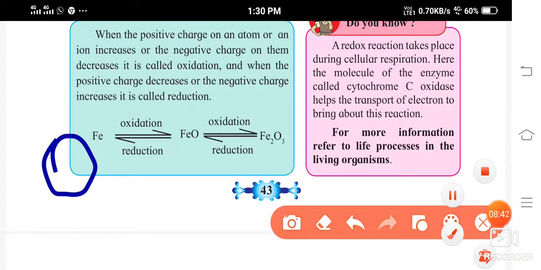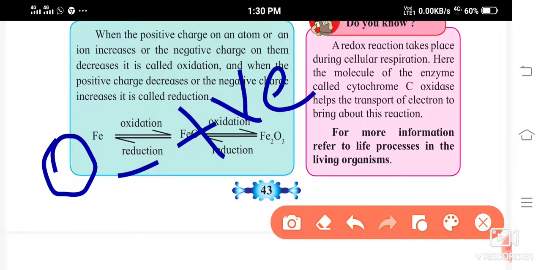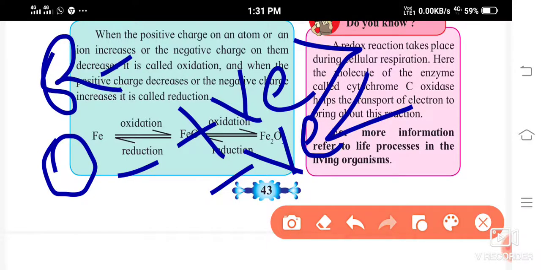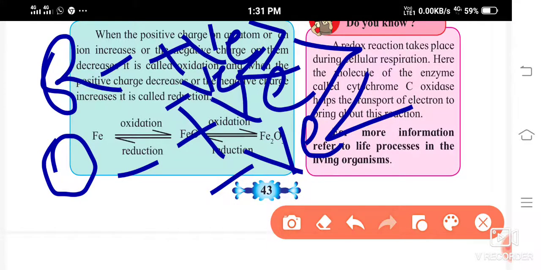So what is oxidation? What is going to happen in case of oxidation? Positive charge is going to increase and negative charge is going to decrease. So this is oxidation. So what can reduction be? In reduction, the opposite happens.